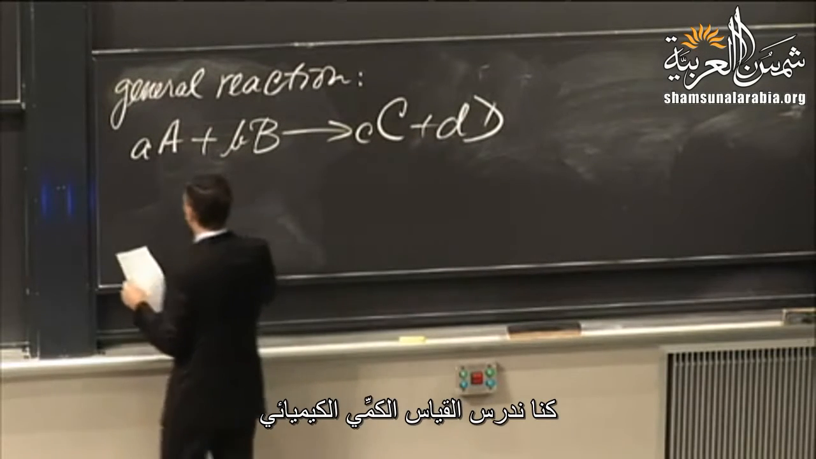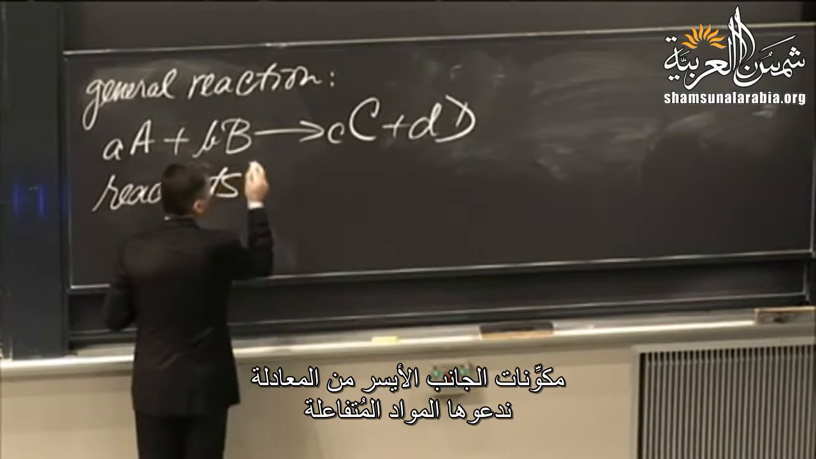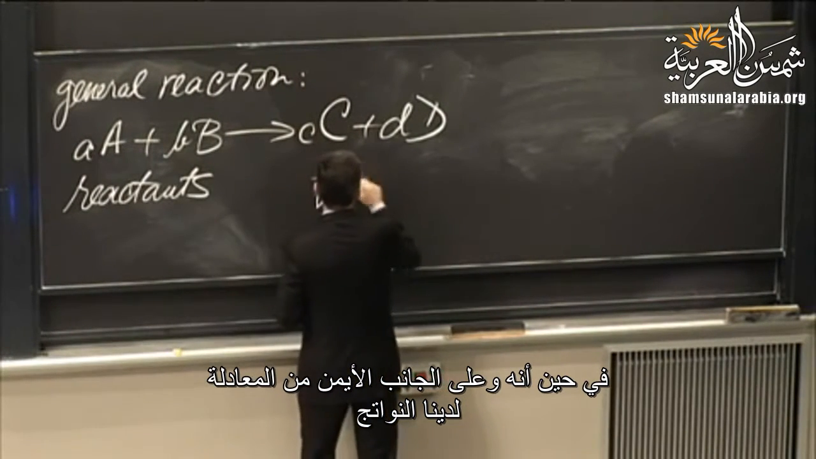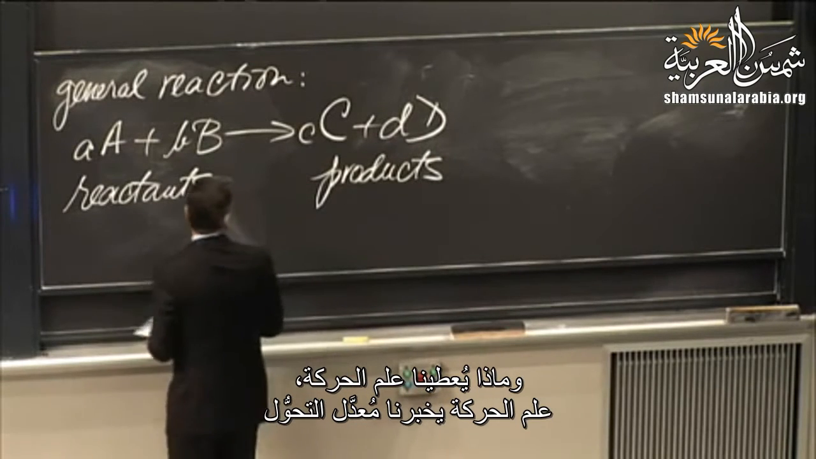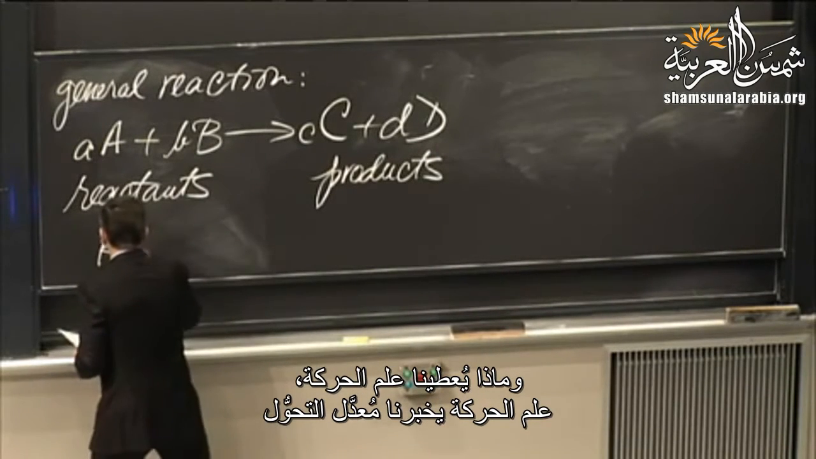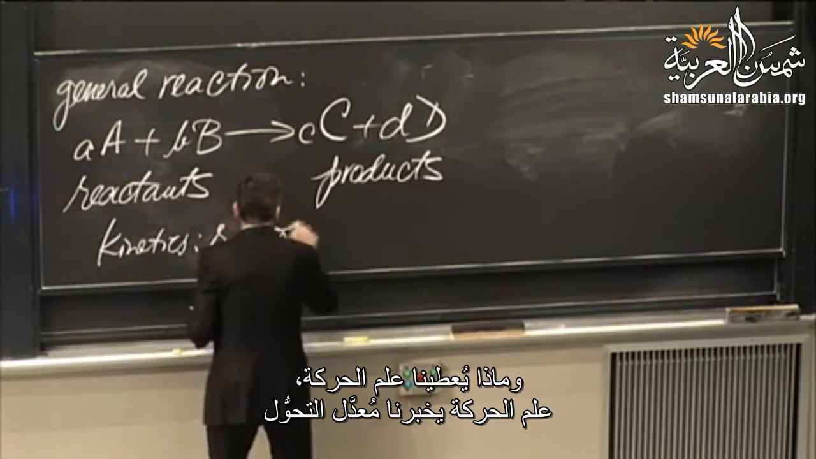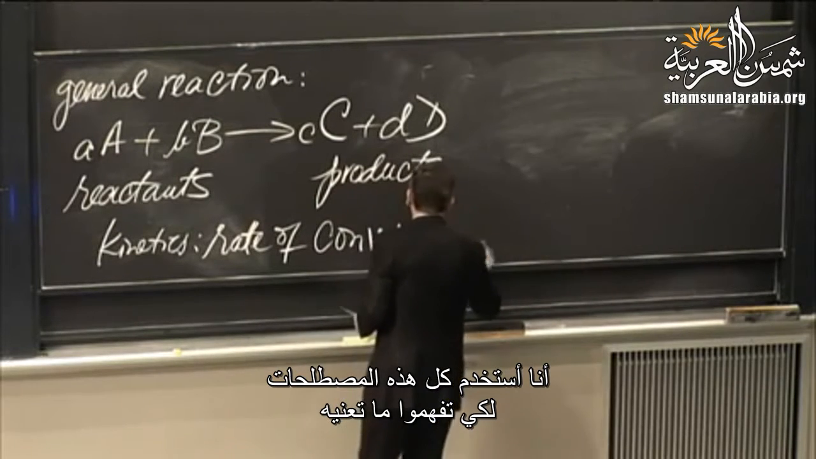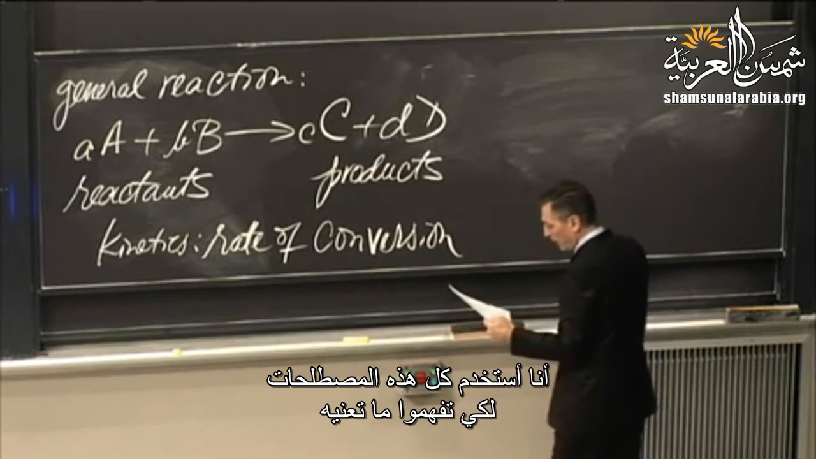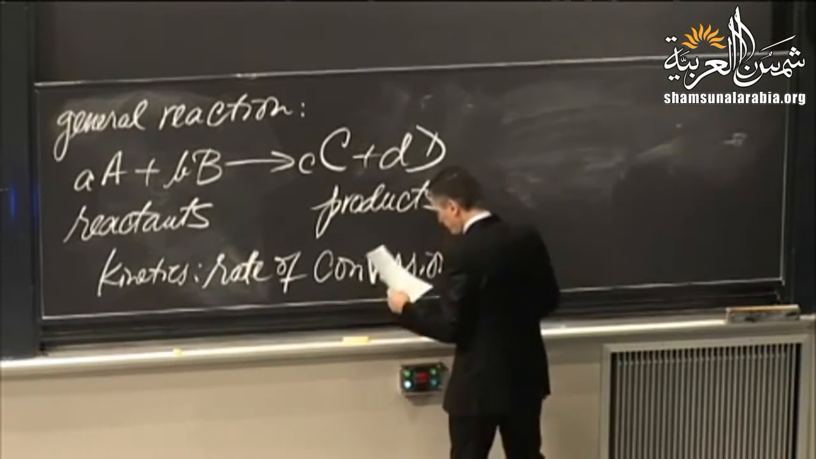Remember, we were studying stoichiometry. So the constituents of the left side of the equation are called the reactants, whereas on the right side of the equation we have the products. And what kinetics gives us, kinetics tells us the rate of conversion, the rate of conversion or the rate of reaction. I'm using all these terms so you understand their equivalent.